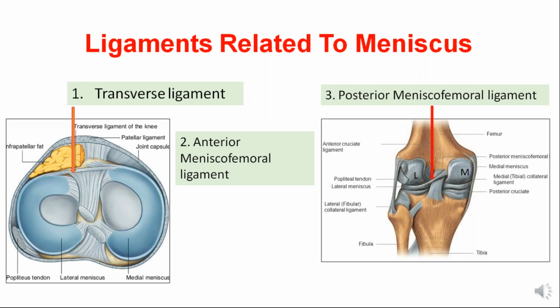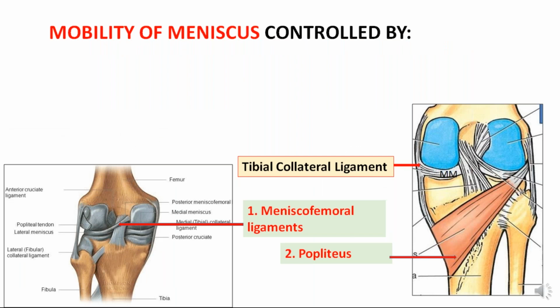The mobility of the meniscus is controlled by the structures surrounding the menisci. The medial meniscus is attached to the tibial collateral ligament. Because of this attachment, the medial meniscus becomes less mobile on the tibia. Whereas by the pull of the popliteus and by the relation of the meniscofemoral ligament, the lateral meniscus is moved with the action of popliteus. This makes the lateral meniscus more mobile on the tibia and hence less susceptible to meniscal tear. The meniscal tear and all the applied aspects we'll learn in the subsequent lectures.